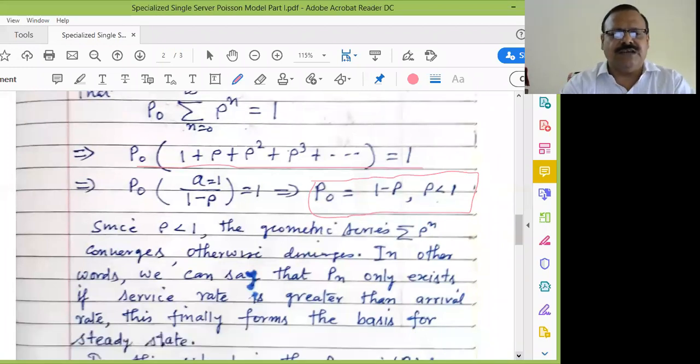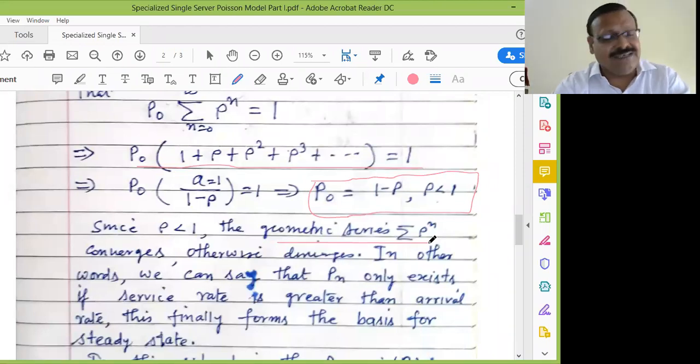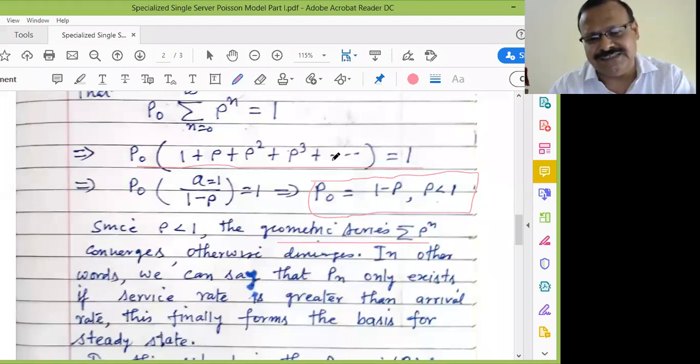Since rho is less than 1, the geometric series, which is rho to the power n, converges. This is a mathematical analysis; the analytical discussion is taking place here. The analytical interpretation is convergence. If you do not follow the steady state, this series would not converge. If the series is not convergent, then why do we study the convergence and divergence of series and sequences? We study it because of this.